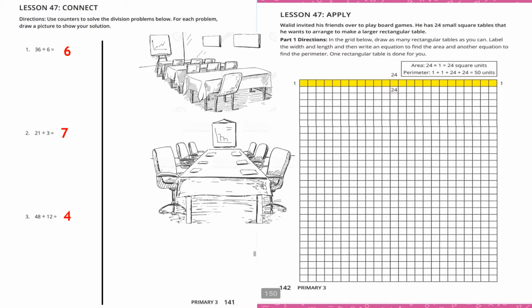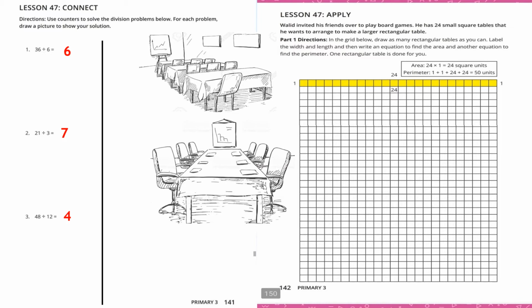It means the total area should be 24 small squares. And we know that it's a rectangular table. It's like a rectangle. So the area of a rectangle equals length times width. So we wanted to know what times what will give me 24. If we have the area 24, we want to know the length and width to draw the rectangles. So what times what will give me 24?